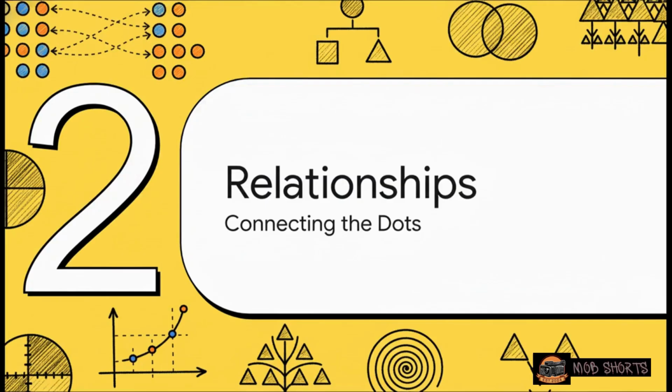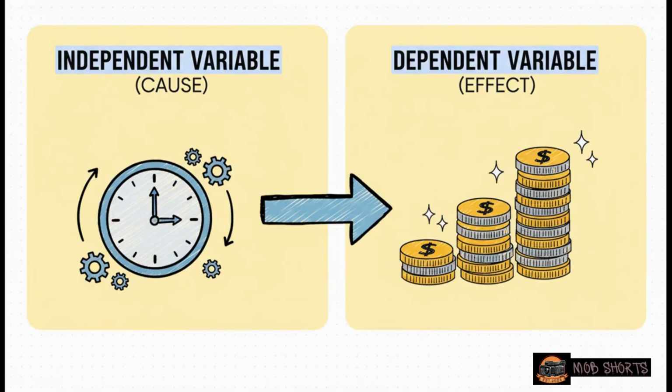Awesome. Now that we can spot a pattern in one list of numbers, let's connect the dots and move on to understanding relationships. This is where we look at two different things, we call them variables, and see how a pattern links them together. Okay, this part is absolutely crucial, so let's focus.